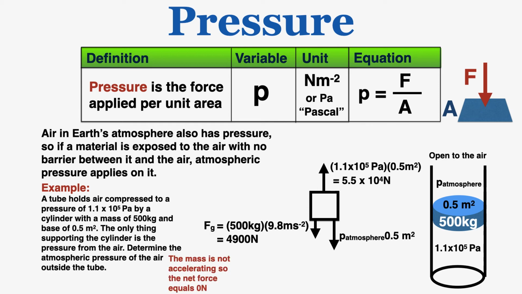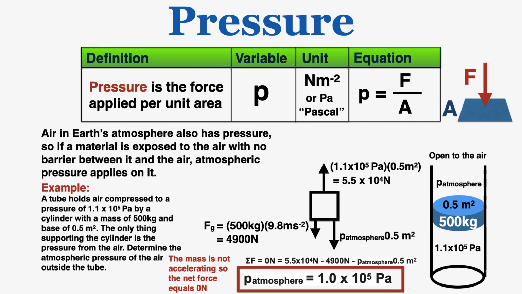I also know that because this mass is not accelerating up or down, it's just standing still, the net force must equal 0 as a result. That means that these three vectors added together have to equal 0. So when I write out the equation like this, I now have an equation with only one missing variable, so I can isolate the pressure of the atmosphere, and when I do that, I get 1.0 times 10 to the 5th Pascal. Those are all the facts about pressure that you'll need to solve problems with just that concept.